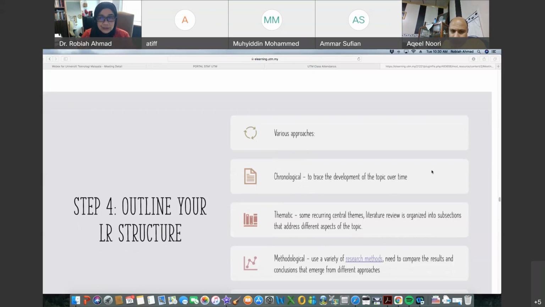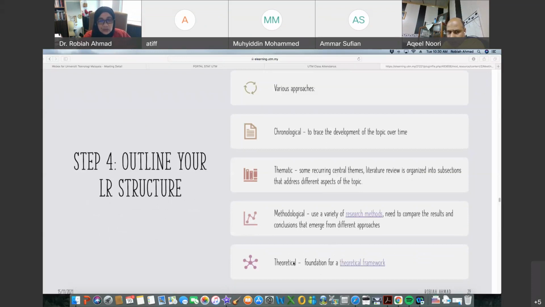Sometimes, like Widin asked just now, how do we structure our research? So there are various approaches. Some do it chronologically, meaning looking at time, and some use themes, based on theme, and some cluster it using methodology. So it depends, and also theoretical framework, foundation.